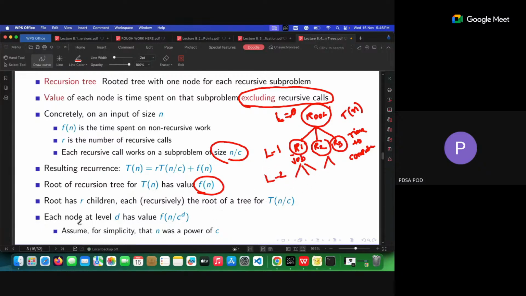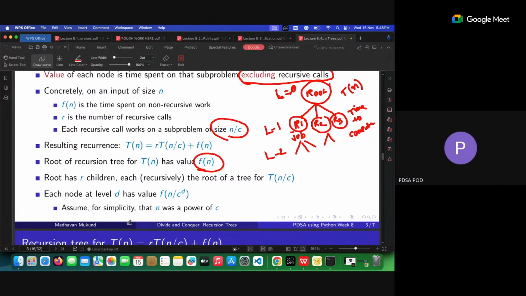One thing is that each node at level d has f of n by c to the power of d, not n by c all to the power of d, just c to the power of d. For simplicity, assume that n is a power of c. So the number of nodes is increasing, and that is what the tree represents.